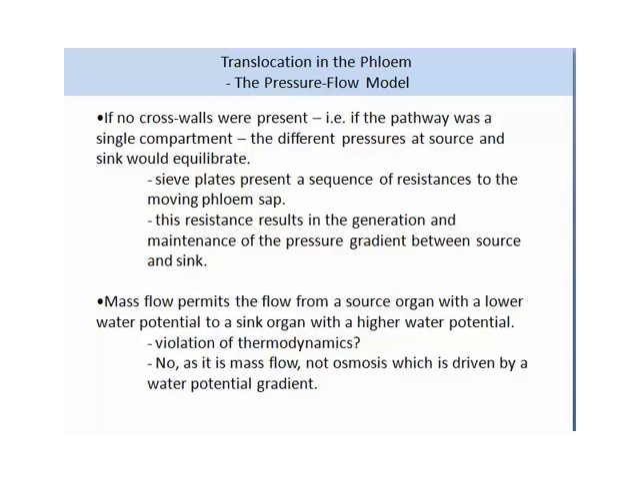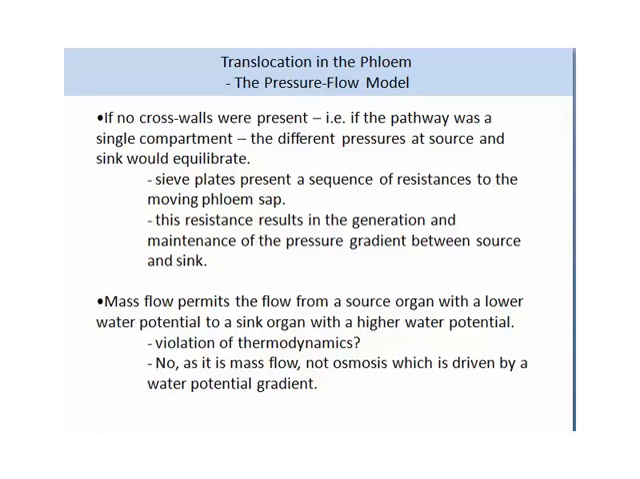The pressure flow model states that if no cross walls were present, i.e. if the pathway was a single compartment, the different pressures at source and sink would equilibrate. Sieve plates present a sequence of resistances to the moving phloem sap. This resistance results in the generation and maintenance of the pressure gradients between source and sink.